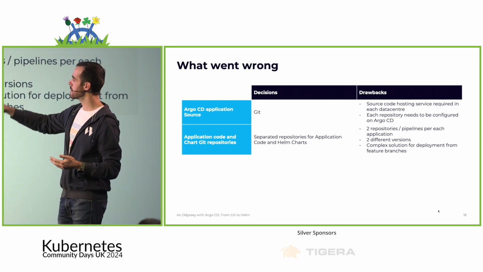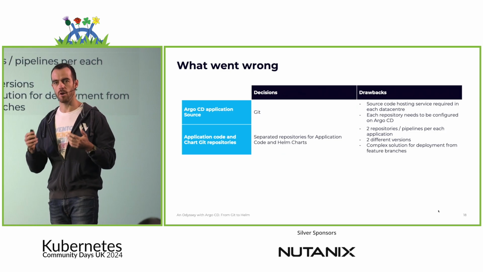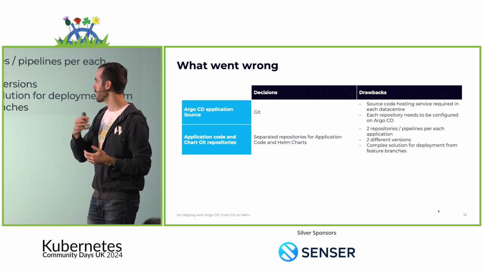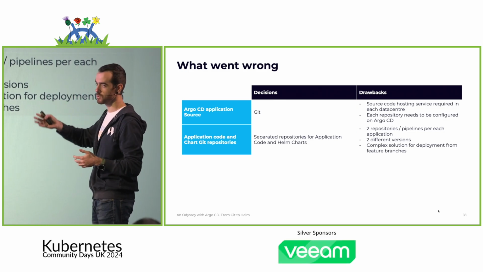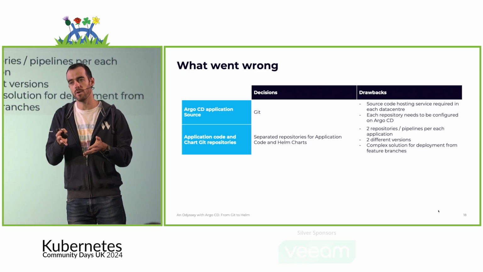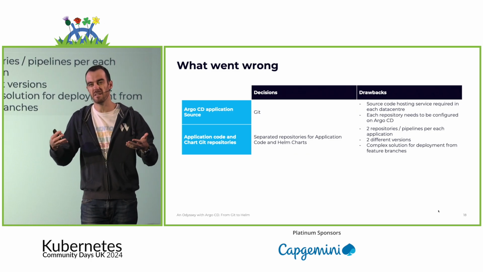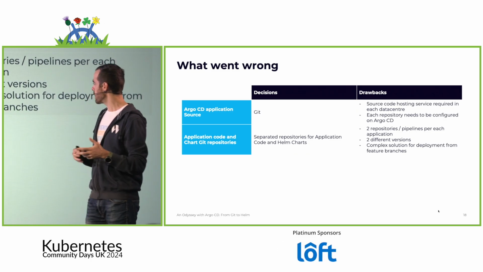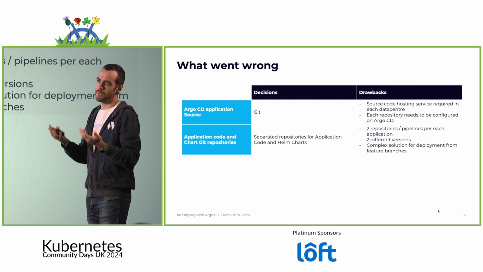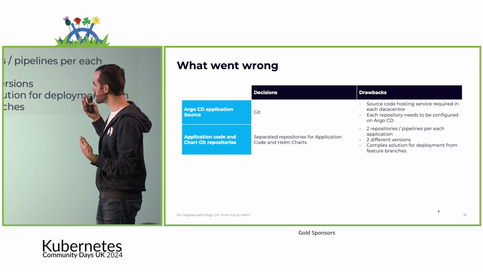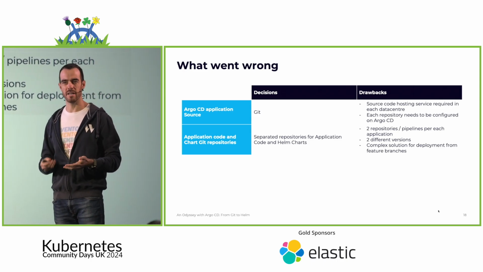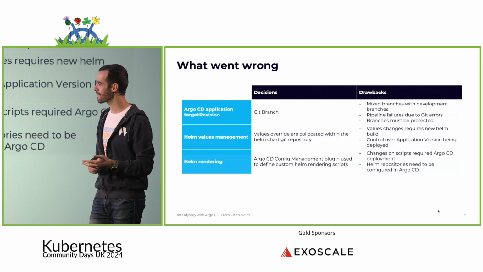Because we opted to separate the application code from the Helm chart, we had to maintain two different repositories, two different pipelines, two different versions that theoretically were not coupled, but in reality they were. And introducing features like deploying from a branch was not as simple to introduce as we expected. It was a nightmare.